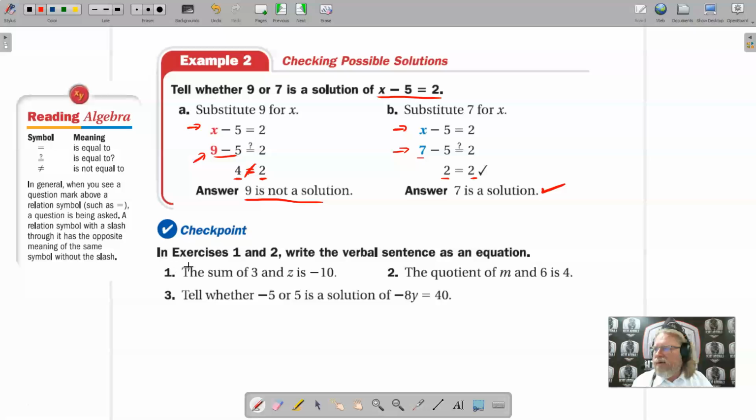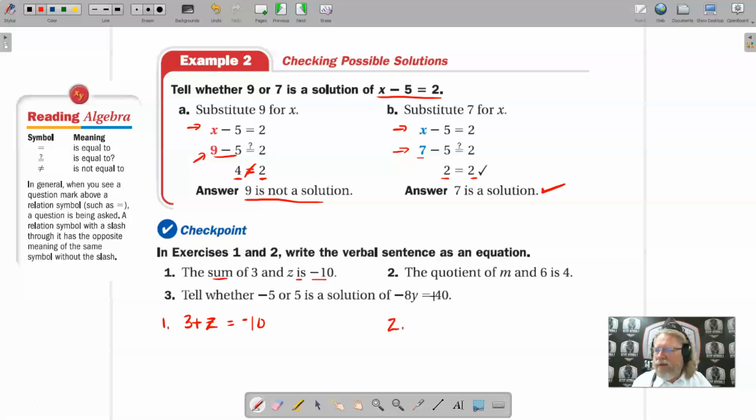So let's do some checkpoints here. It says write the verbal sentence as an equation. So for 1, the sum of 3 and z, sum is to add, right? So 3 plus z, put a line through it so we know it's not a 2, is, that's an equal sign, and negative 10.